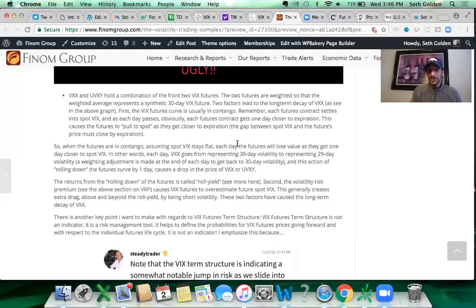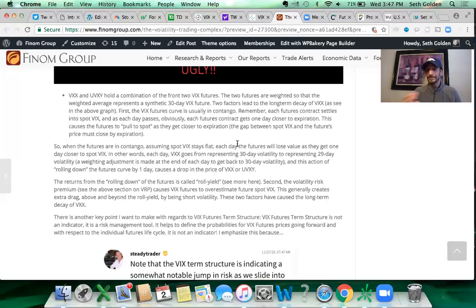In other words, each day, VXX goes from representing 30-day volatility expectations in the future to representing 29 days volatility. And this action of rolling down the VIX futures curve day by day causes a drop in the price, or what I refer to as decay, valuation decay of VXX and UVXY. The returns from this rolling down of the VIX futures is otherwise known as roll yield.